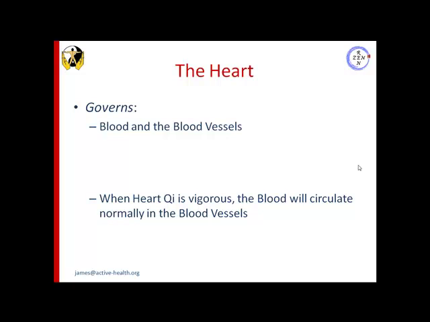And we can't overlook the influence that the liver has on the circulation of blood, whilst its important function would be the promotion of the smooth flow of qi. In chapter 44 of the Su Wen, it says that the heart dominates the blood and vessels. The physiological functions of the heart in propelling the blood relies on heart qi. When heart qi is vigorous, the blood will circulate normally in the vessels to supply the whole body.